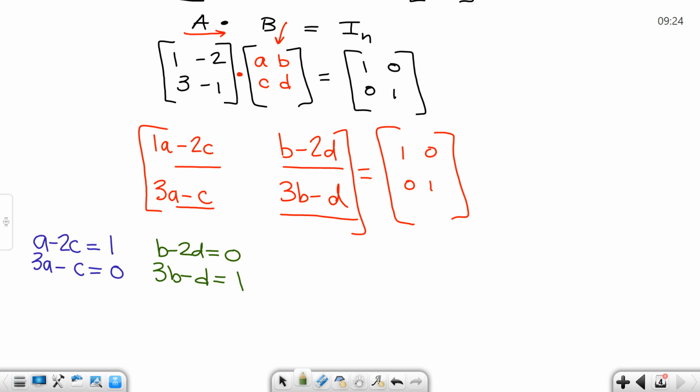Okay, so I'm going to solve it. You know me, my favorite way is elimination by addition. But if you wanted to solve it by substitution, you certainly could do that. So if I'm using elimination by addition, I'm going to multiply this top row by negative 3. Negative 3A plus 6C equals negative 3. And if I add these up, I get 5C equals negative 3. So C is negative 3/5.